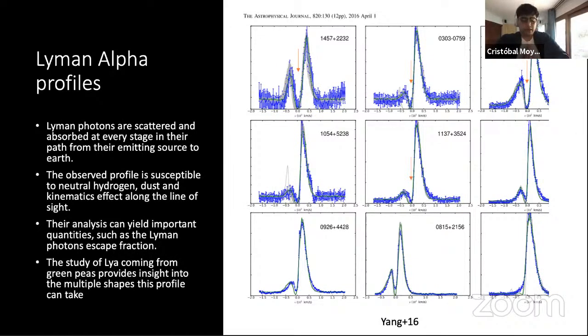And also, I would like to remind you that these Green Pea galaxies are believed to be low redshift analogs of the sources that are found in narrowband surveys such as LAGER. And you can imagine why the escape fraction is an important quantity for reionization studies.